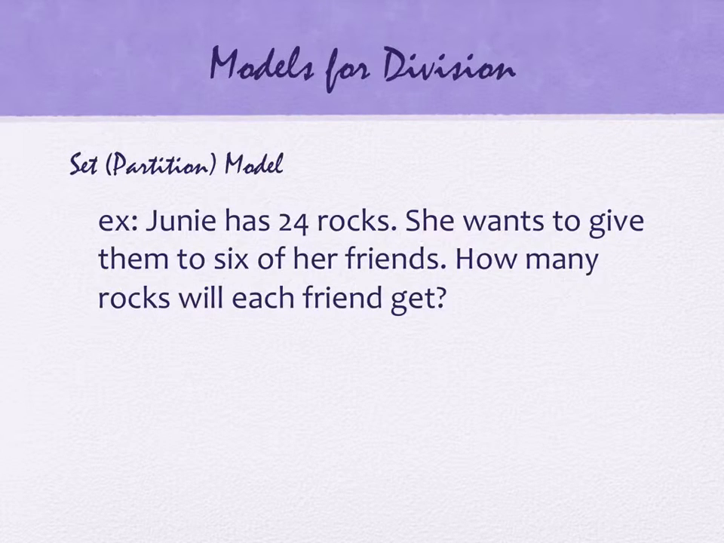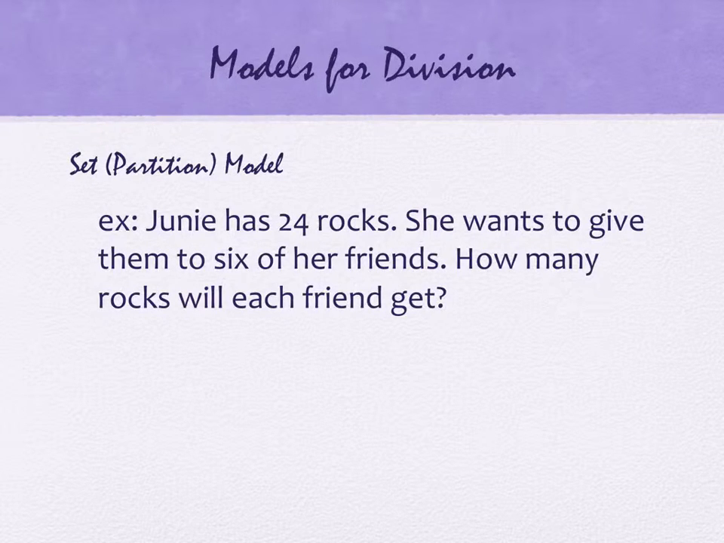First one, this is the set partition model. So Junie has 24 rocks. Oh, by the way, let me make a comment. We're going to use the exact same word description. Like the problem itself is going to be exactly the same on all of the models we're going to do. I think we're going to do four models. It's almost the same description on all 4 models, or maybe the same description on all 4 models. The difference is almost in how you think of it. Okay, so the problems are very, very similar.